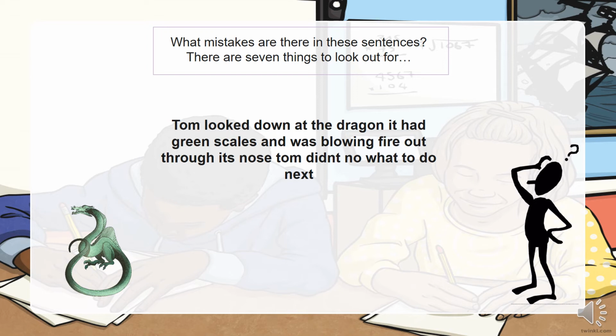What mistakes are there in these sentences? Now, you really will need to pause the video to have a think about this because there are 7 things to look out for. Tom looked down at the dragon. It had green scales and was blowing fire out through its nose. Tom didn't know what to do next. I'll give you a clue. Some of the mistakes are spelling mistakes and some of them are punctuation mistakes. Have a good think about it.